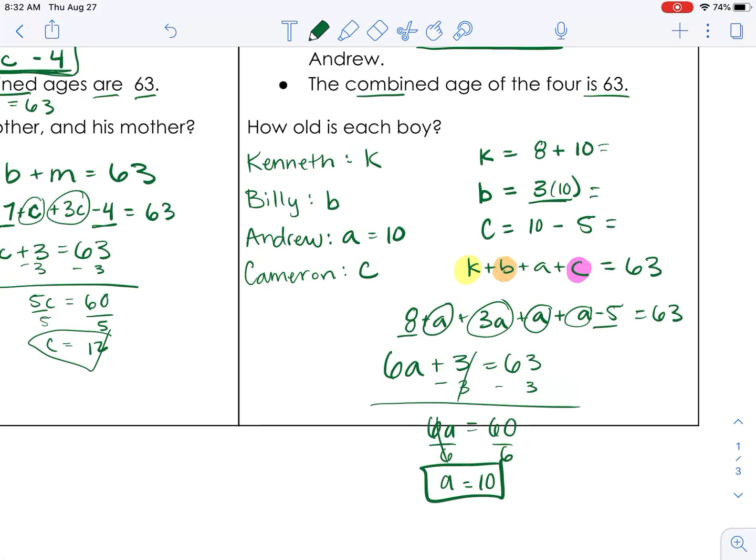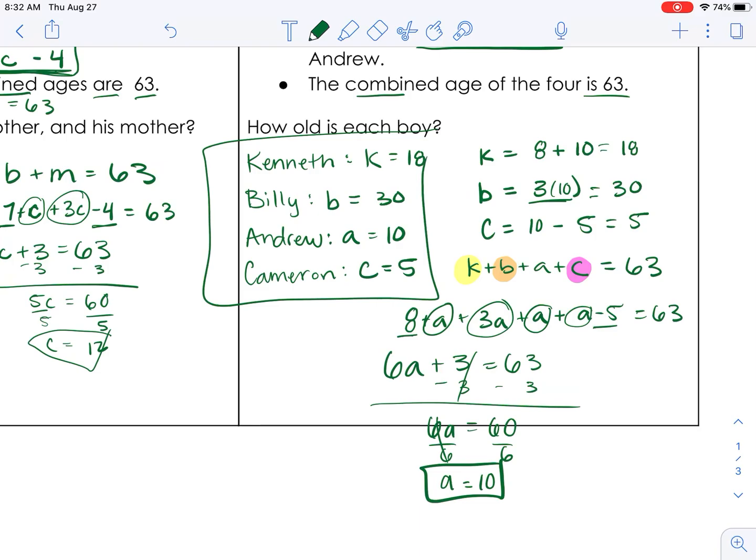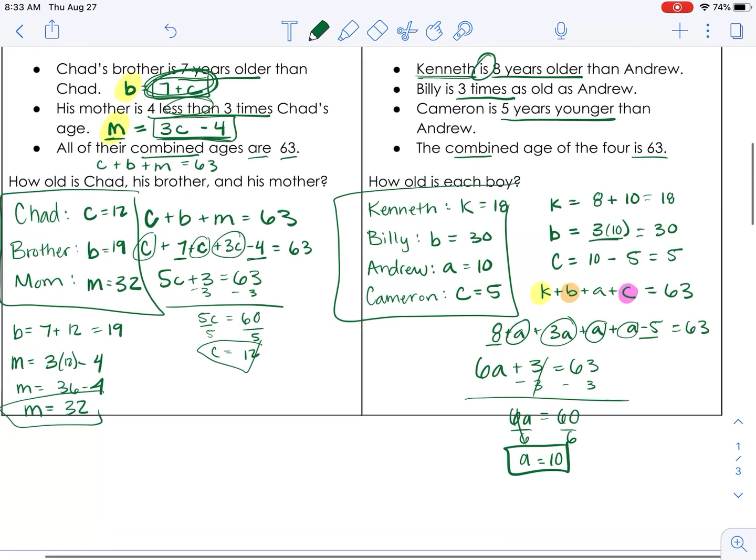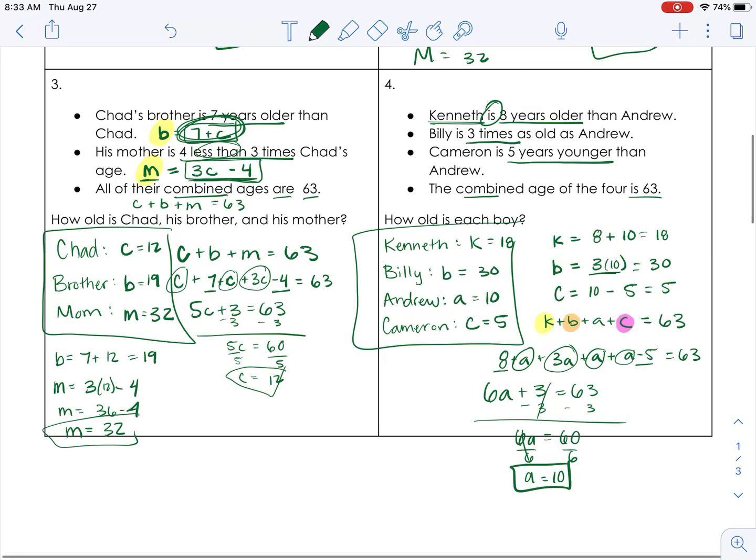So Kenneth is going to be 8 plus Andrew's age, which is 10, so it's going to be 18. Kenneth is 18. Billy is going to be 3 times Andrew's age, so we're going to do 3 times 10, which is 30. Billy is 30. And then Cameron is 5 years younger, and Andrew is 10, so we're going to do 10 minus 5, which is 5, and Cameron's 5 years old. All right, these are tricky, so make sure you're paying attention to those words, writing it just as you see it, and keeping track of your variables.